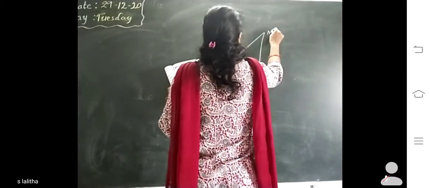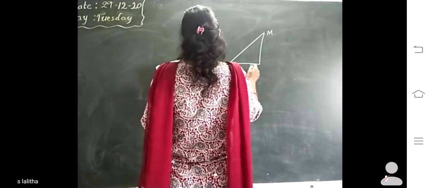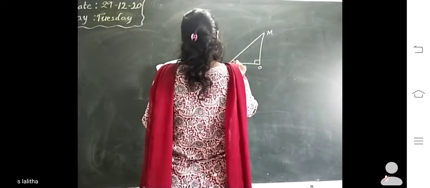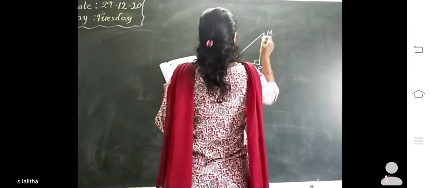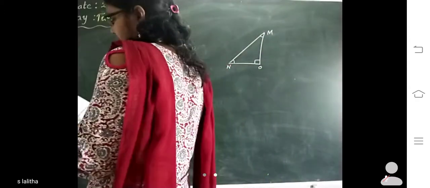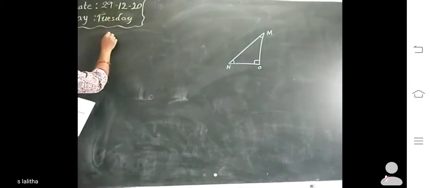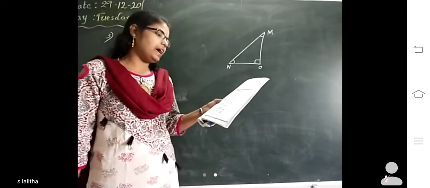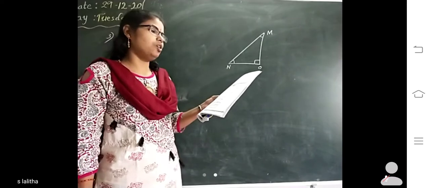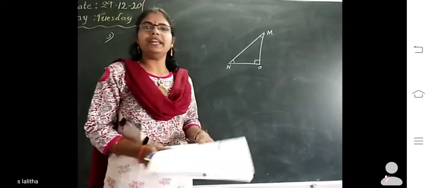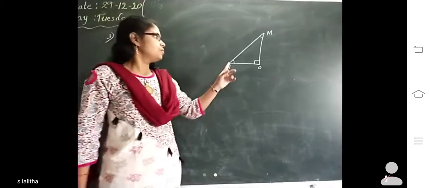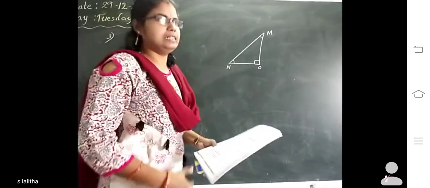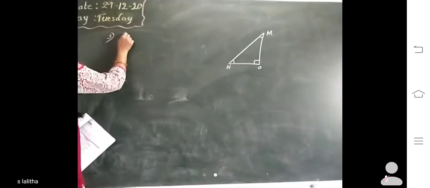M, N, O. So first question is how many angles are there in the triangle? What are they? So how many angles are there here? 1, 2, 3. 3 angles. Right, there are 3 angles.